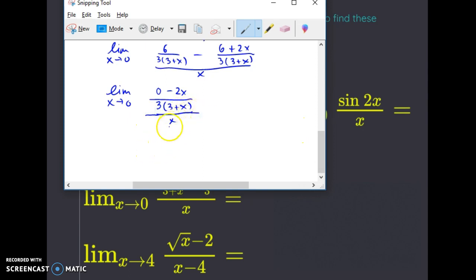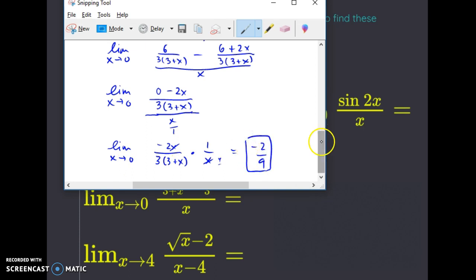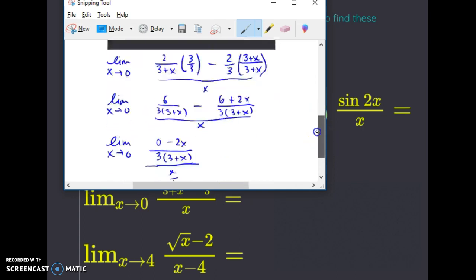Okay, but I'm not really dividing by x. The way I divide by x, when I divide a fraction by a fraction, what I really do is multiply by the reciprocal. So I'm going to write that out. So I have negative 2x over 3 times (3 plus x), times 1 over x. And that's when I notice that my x's divide to make 1. So now I can plug in 0, and I have negative 2 over 9. So this limit is negative 2 over 9.